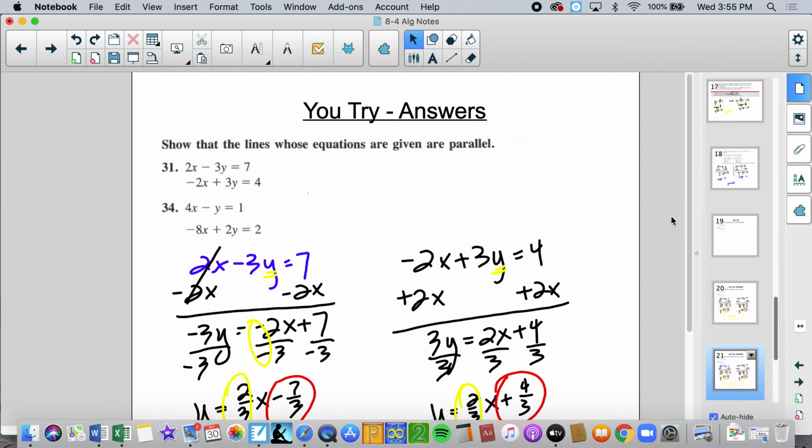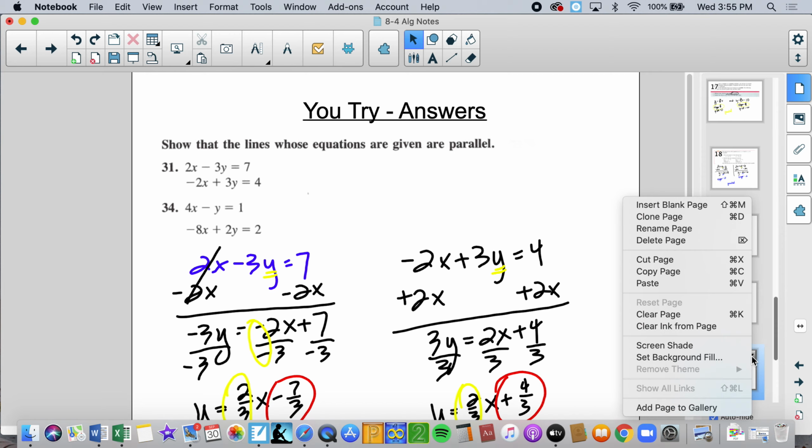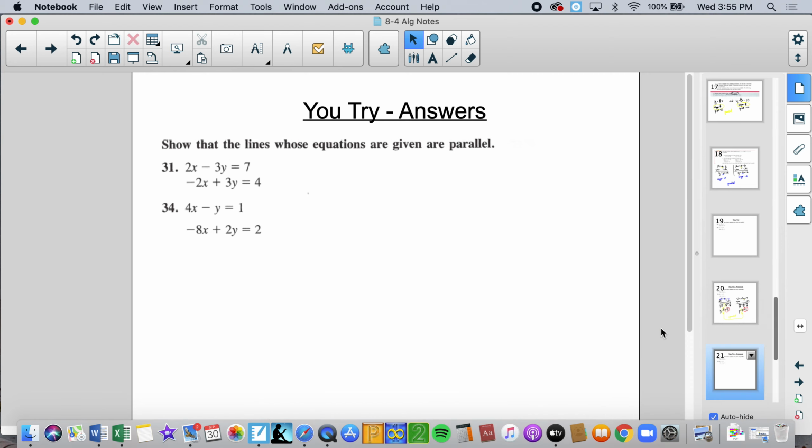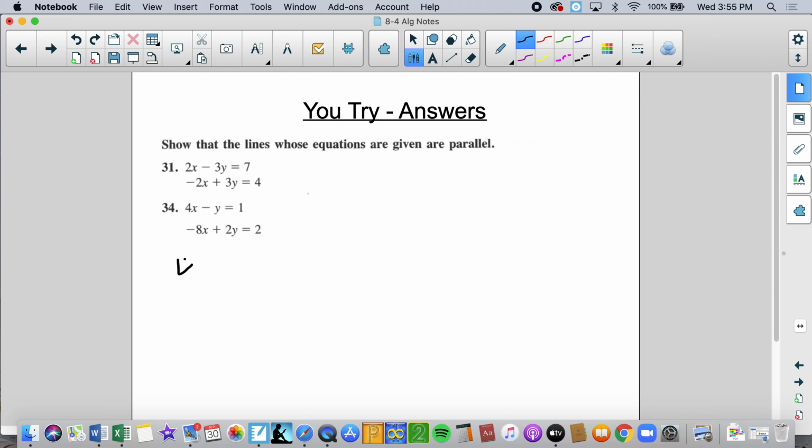Let's clone this page. Can I erase the ink? Let's erase ink. Clear ink from page. Yes. Technology, baby.